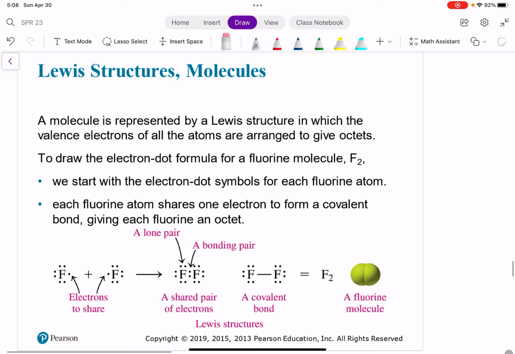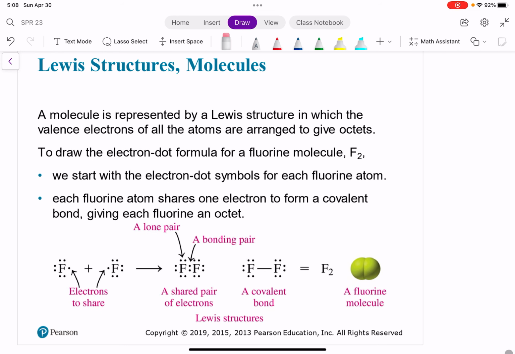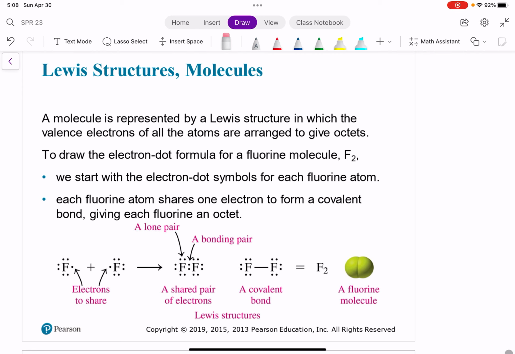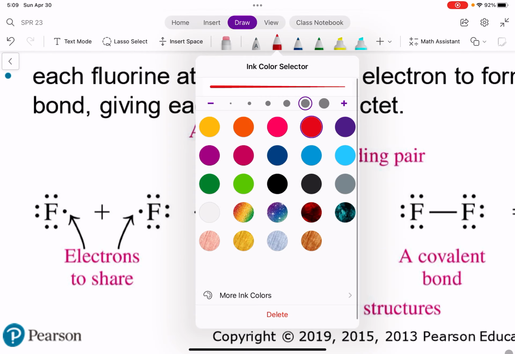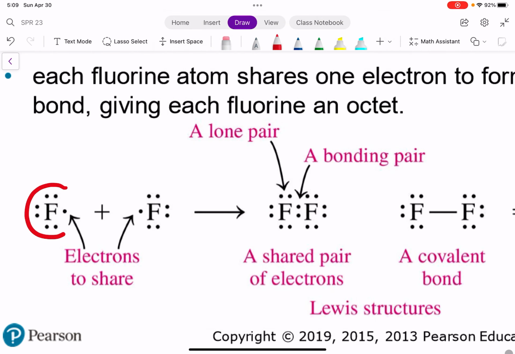All right. So for Lewis structures, we just said that a molecule is represented by a Lewis structure in which the valence electrons of all atoms are arranged to give octets, or full valence shells. So let's try this with fluorine. Let's zoom in a little bit. Looking at fluorine, remember, each fluorine has how many valence electrons? Yeah, 7. Why? It's in group 7A. So it really wants to be like neon. It only needs 1 more electron.